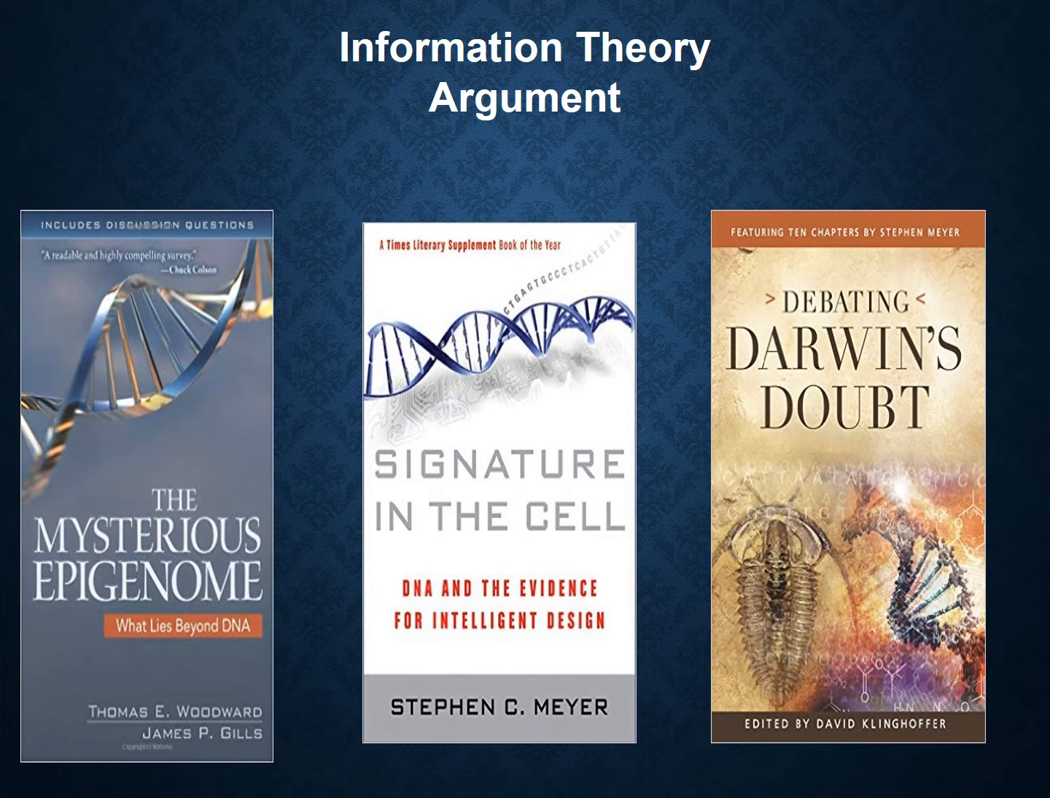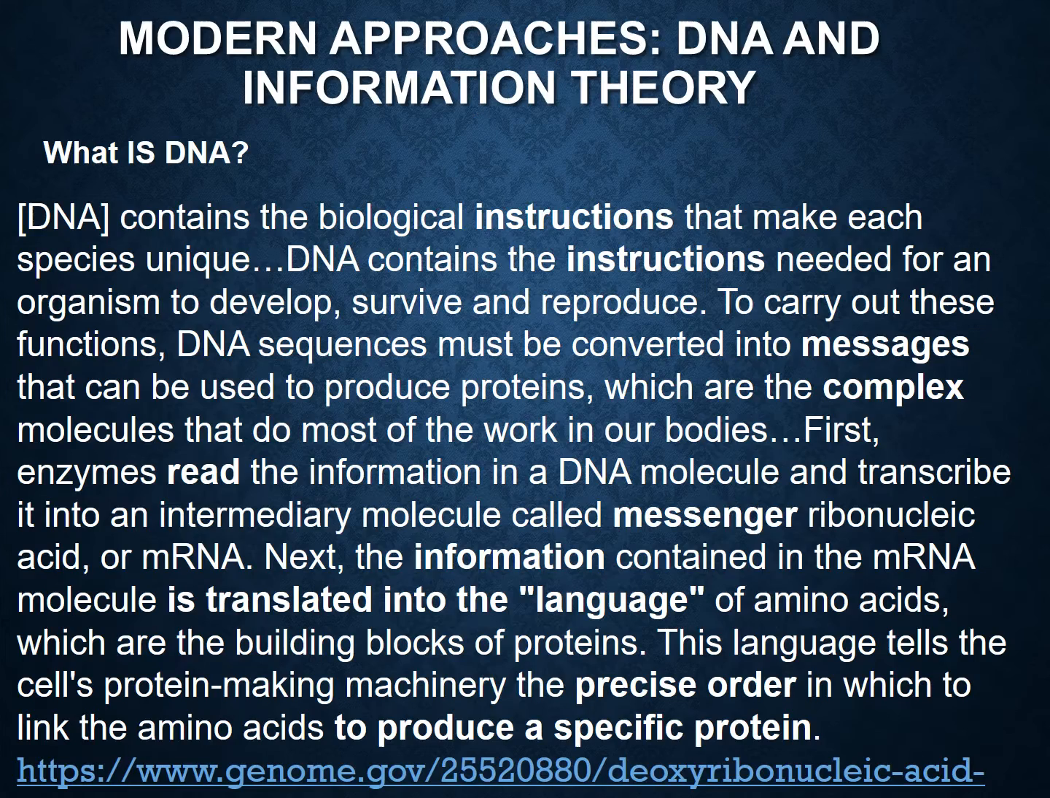There's another argument in the design arguments called the information theory argument. Of course, this has been highlighted by Stephen Meyer and others. Thomas Woodward has a book here as well, studying the DNA. When you think about it, DNA combines the biological instructions that make each species unique. DNA contains the instructions needed for an organism to develop, survive, and reproduce. To carry out these functions, the DNA sequences must be converted into messages that can be used to produce proteins, which are the complex molecules that do the work in our bodies.